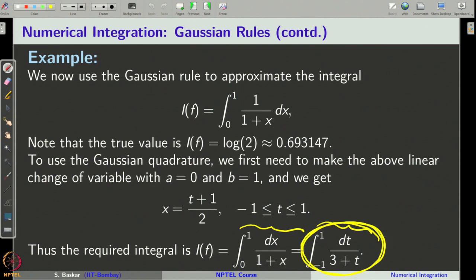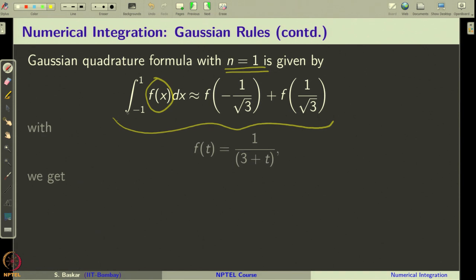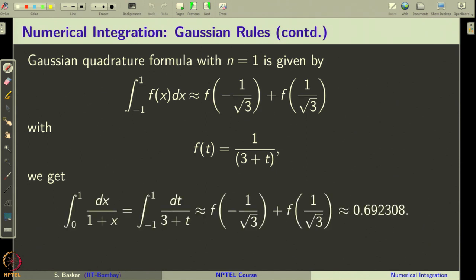Remember, that is what I am just emphasizing. Don't apply the Gaussian quadrature rule for this integral. This is wrong. Okay, you apply the Gaussian quadrature rule for this integral. So, that is, you use this formula, this is the Gaussian quadrature rule for n equal to 1. Similarly, for n equal to 0 also you can do. What is f now? F is not the one which is given to us, but f is the one which you obtained after putting the change of variable, right? That is 1 by t plus 3, and that gives you this value. Okay? So, this one transformation that you have to do without forgetting, and that is very important.